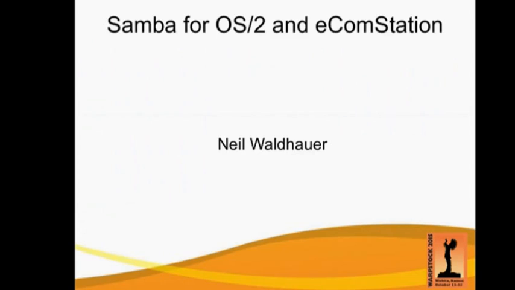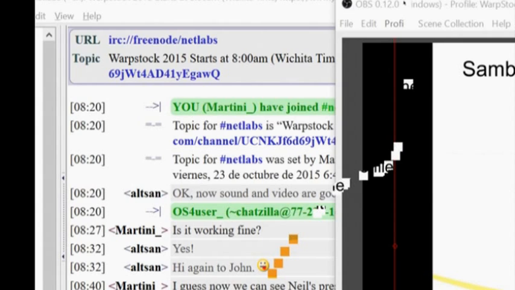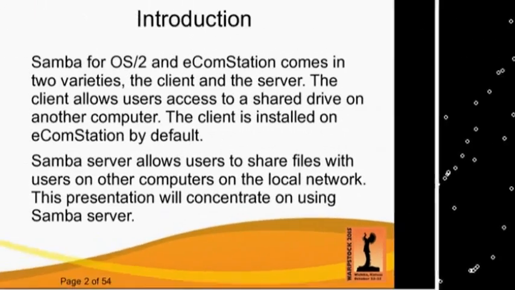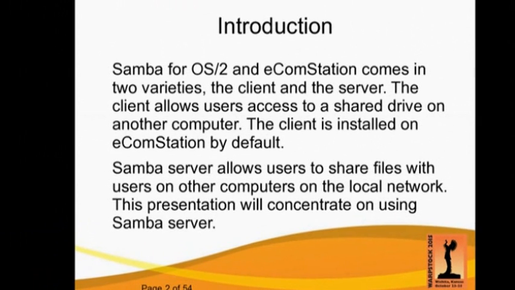Next slide please. Okay, Samba comes with two varieties, the client and the server. The client is just for you to use other people's computers that have shared resources, and you're on your computer. That's installed in eComStation by default, so most users can get that running, and so they can use shared files on other computers. But they're not able to share their files, which is probably more useful. And so this presentation is mainly going to be about the server side of eComStation. Next slide, please.